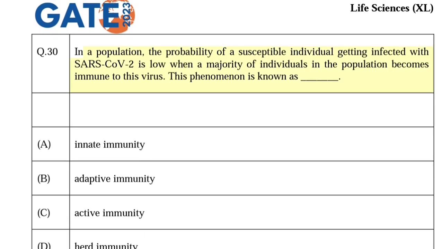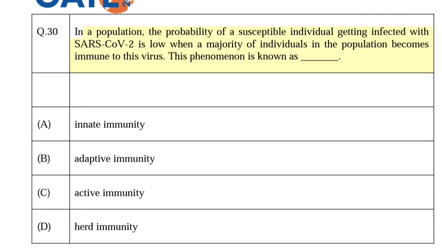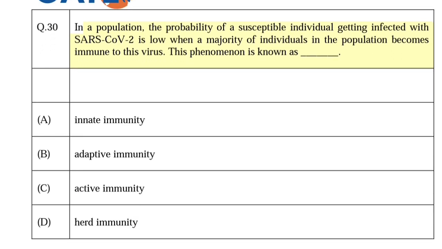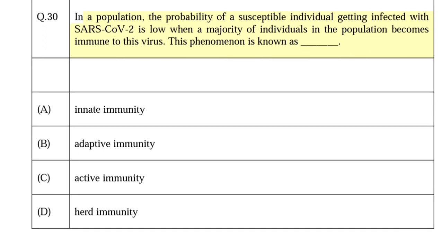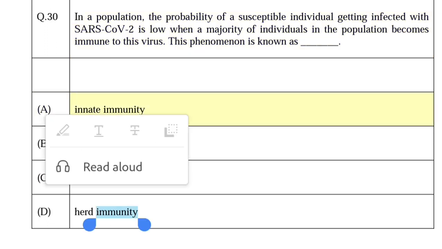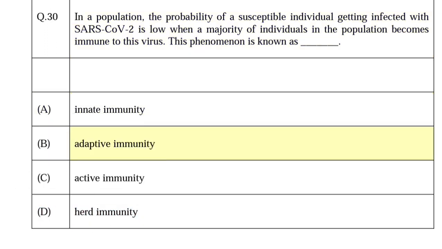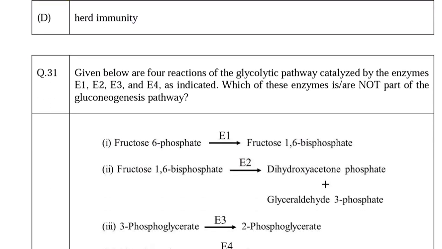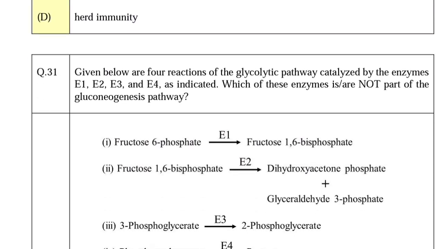In a population, the probability of a susceptible individual getting infected with SARS-CoV-2 is low when a majority of individuals in the population becomes immune to this virus. This phenomenon is known as blank. A. Innate immunity. B. Adaptive immunity. C. Active immunity. D. Herd immunity.